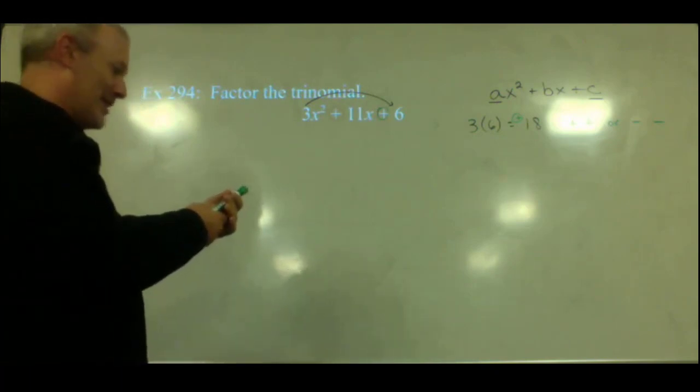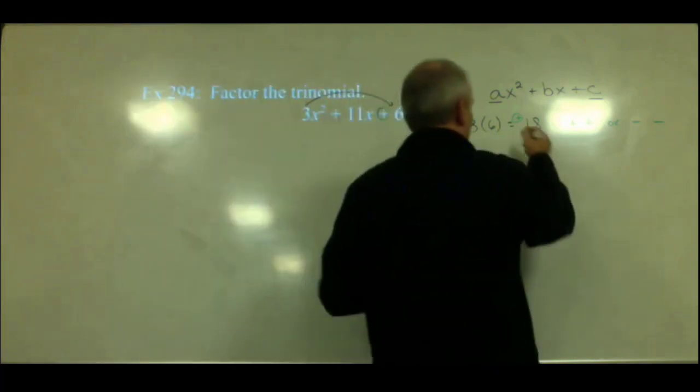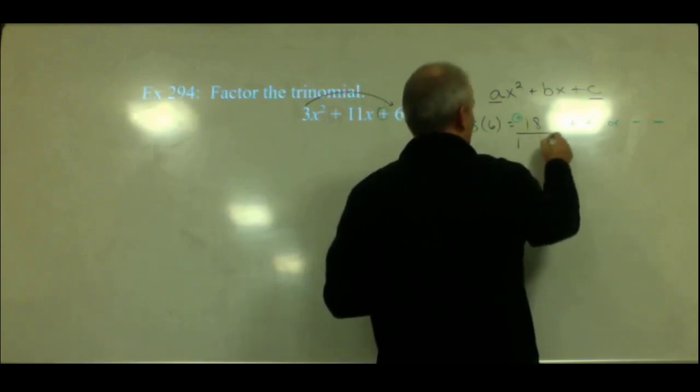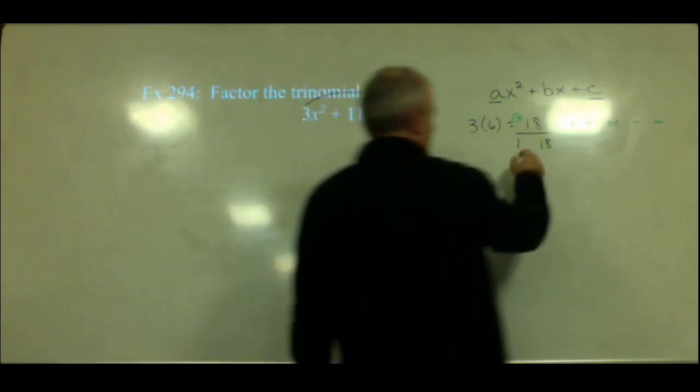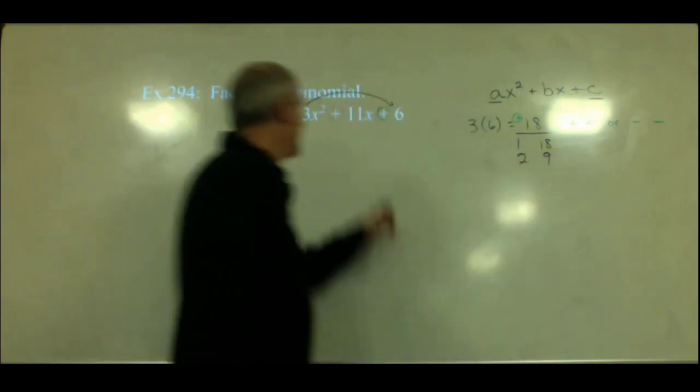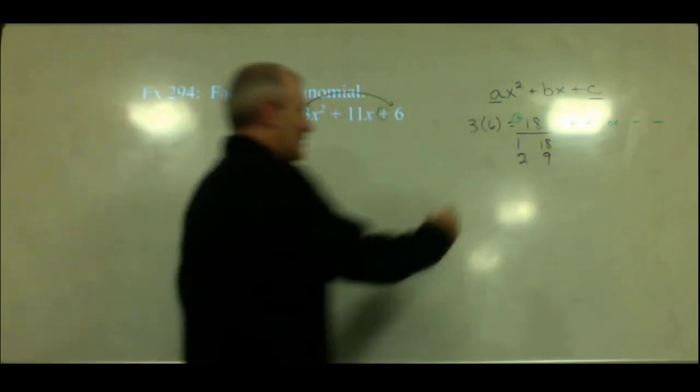So we know they're both positive. Let's start writing them down. For 18, you can have 1 and 18. Does that add up to be 11? Nope. 2 and 9, does that add up to be 11? Yes, it does. So those are the ones we're going to use.